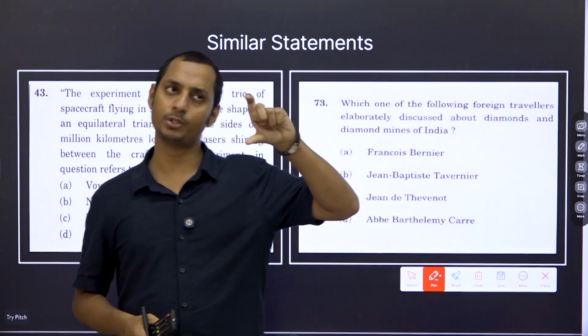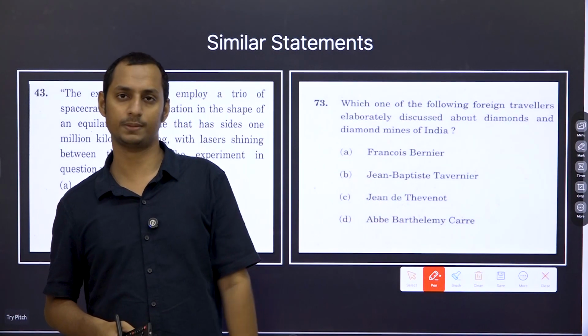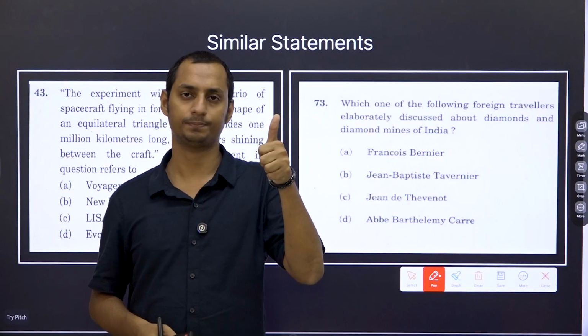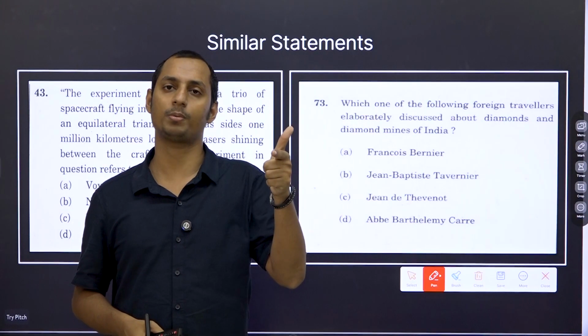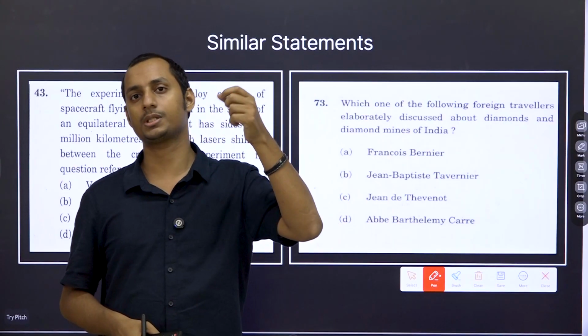Now, why do you think that UPSC provides similar statements, similar options? So you have one correct option. Now, why does UPSC provide another similar option? It's basically to confuse you with the correct option, right? So what is the logic that we take?